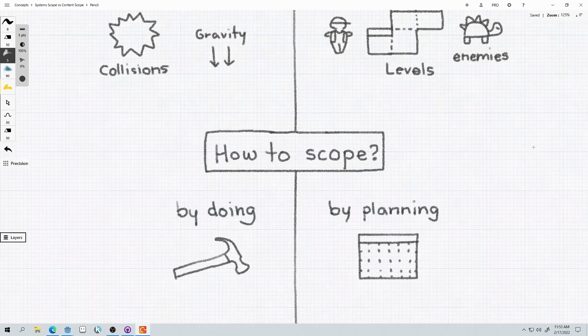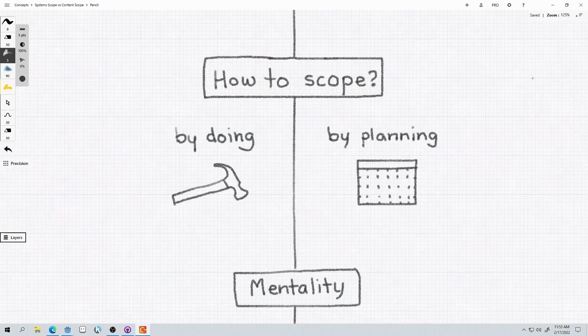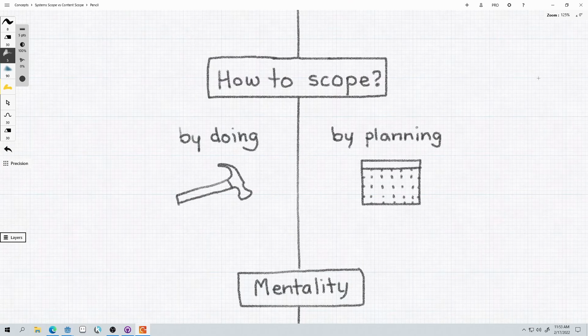So how do we scope in these two different phases? Well, in prototyping, you're going to scope by doing. It's very difficult to plan during the prototyping phase because your systems and mechanics, you can never be quite sure how they're going to work out until you have them down in a tangible form. So we're going to scope by doing.